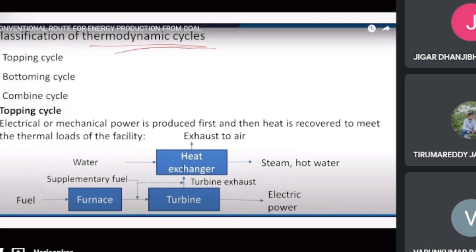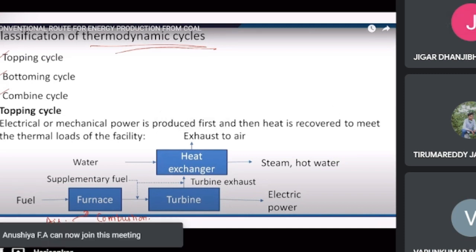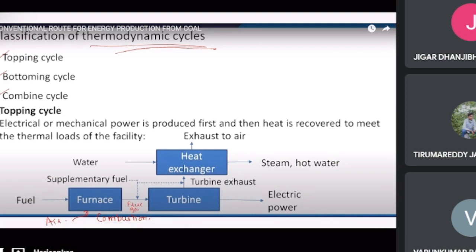Based on the processes, you have a variety of thermodynamic cycles that are involved in the generation of electricity from coal. One is the topping cycle, then the bottoming cycle, and a combined cycle. I'll explain the topping cycle based on this flowchart itself. In a topping cycle, you pass fuel to the furnace with oxygen or air. Combustion will happen here, and the flue gases will pass through a turbine, and from this turbine you can connect it to an alternator and produce electric power.